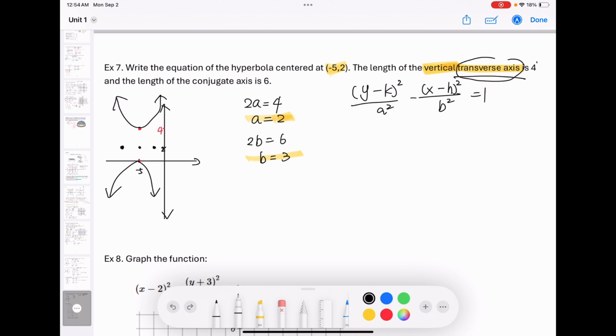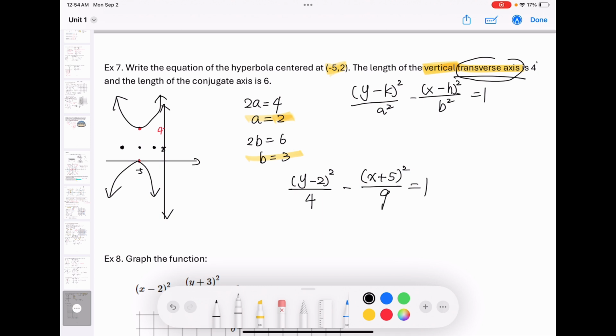We just plug the h, k, and the A and B values into the equation. So y minus k, minus 2, squared, all divided by a squared, which is 2 squared, 4. And then minus x minus h, x plus 5, squared, all divided by b squared. B is 3, squared, which is 9, is equal to 1.